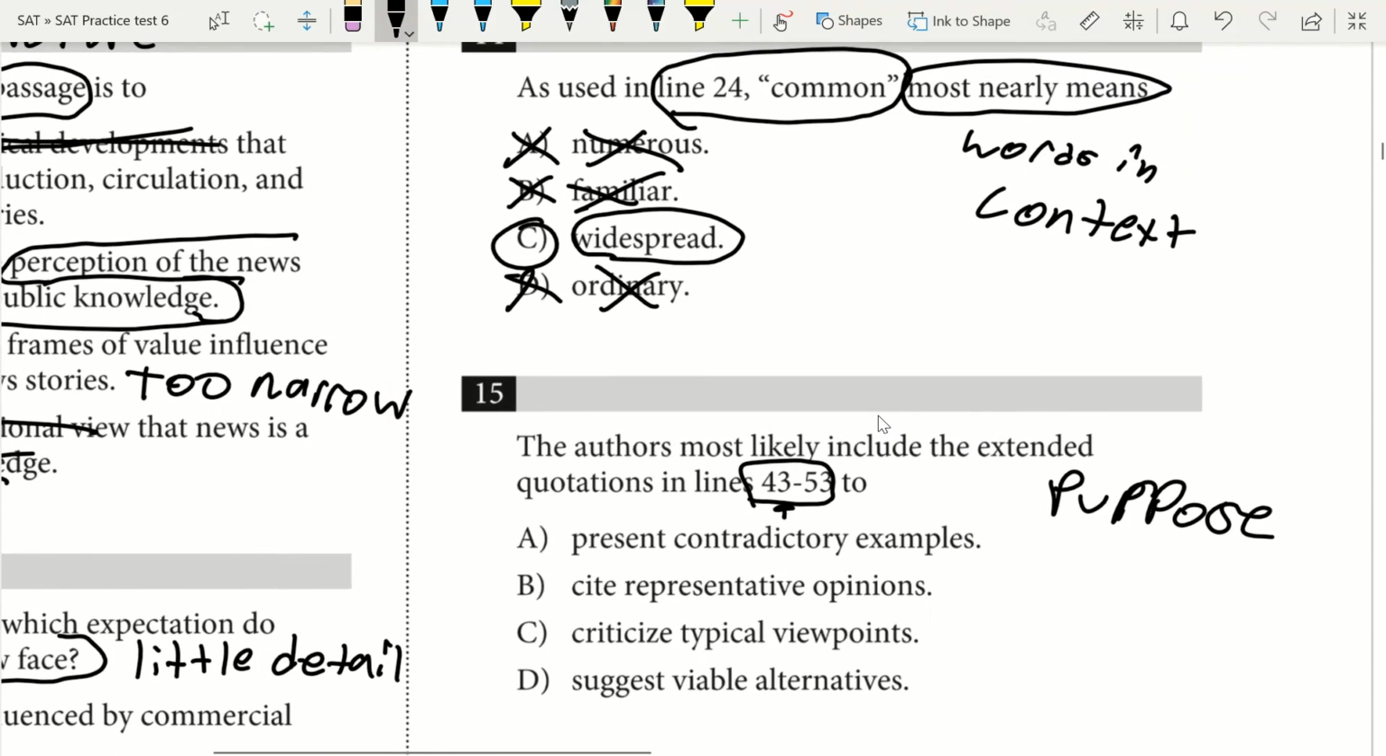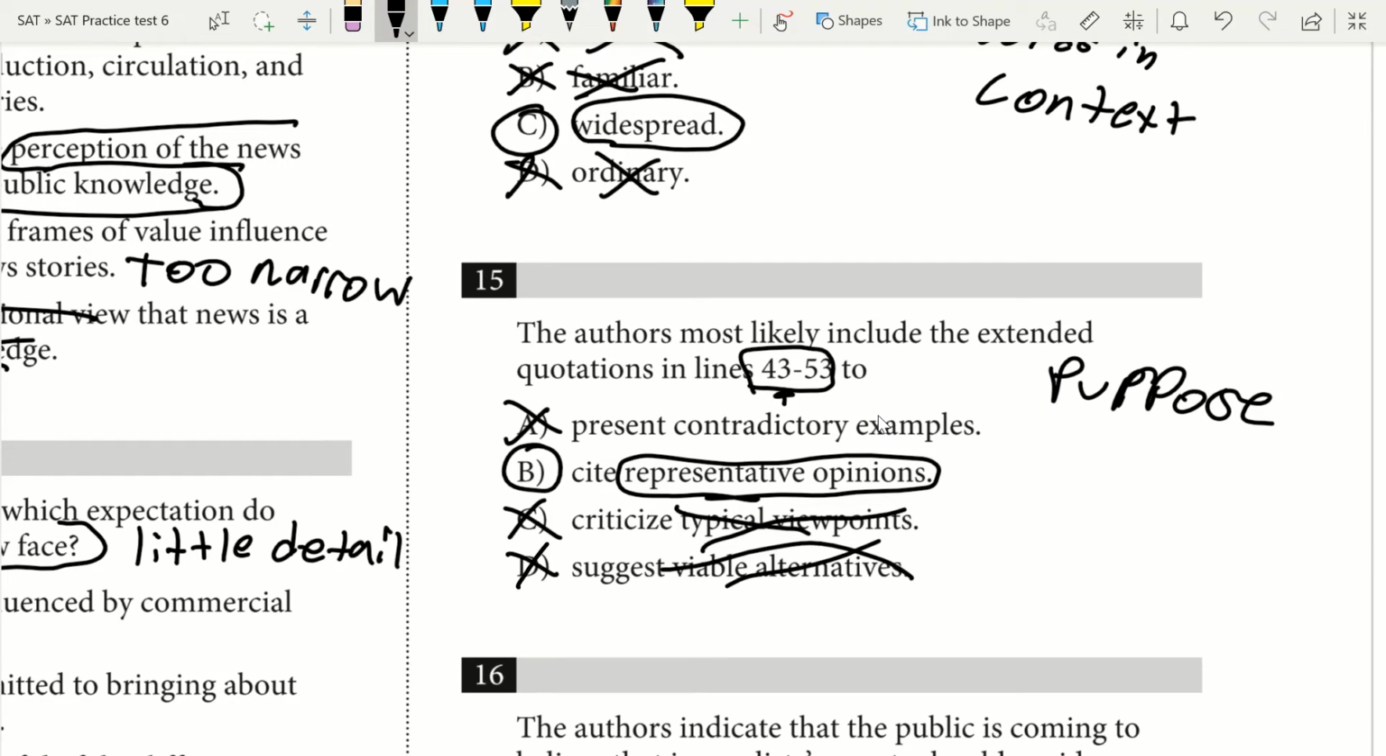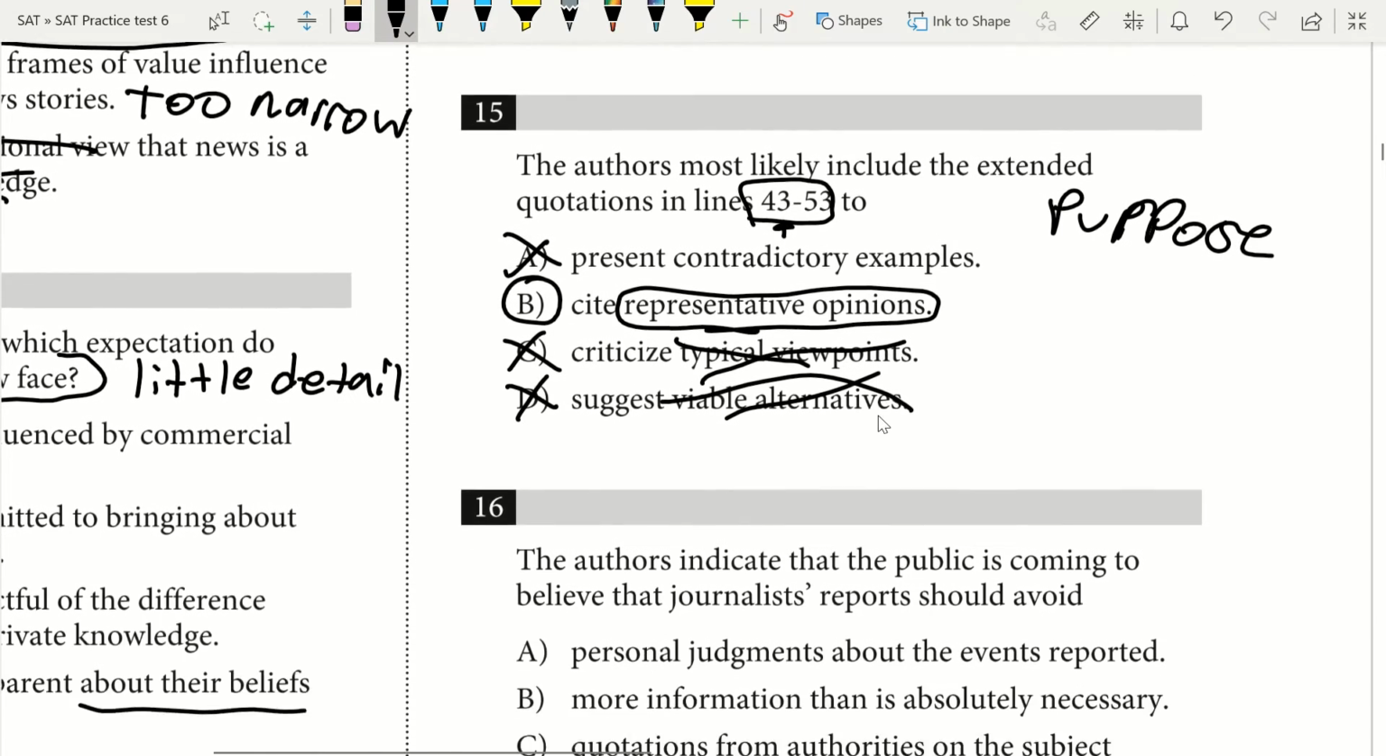All right, so we have presenting contradictory examples. No, we're really showing that claim we just made. B, citing representative opinions. Yes, absolutely, that's what we're doing. We're showing those opinions from those people that represent those editors and those publishers to support how they're reluctant to give up that power. Okay, and then C, criticizing typical viewpoints. We're not criticizing any typical viewpoints, so C is wrong. D, suggesting viable alternatives. We aren't making viable alternatives either.